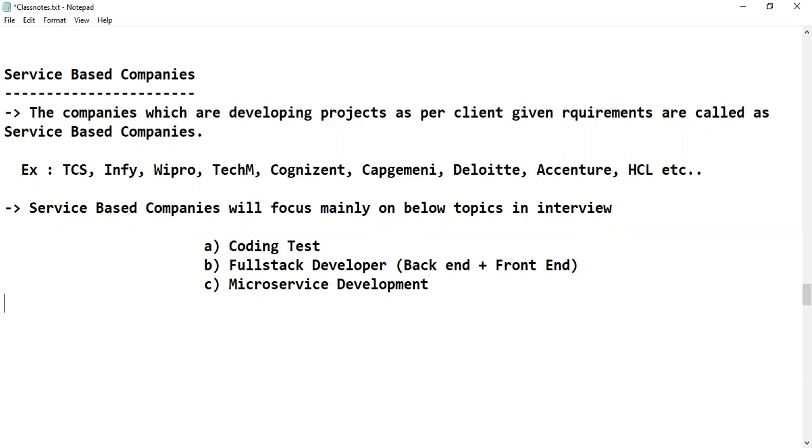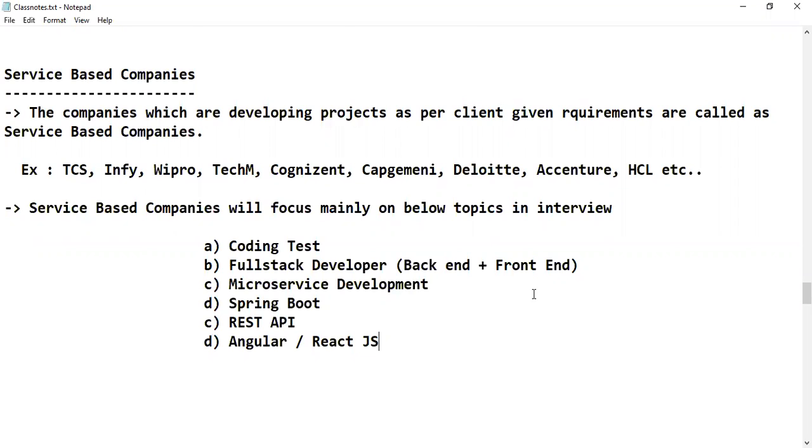Now, we are from Java, so they are going to ask you Spring Boot and microservices. Spring Boot, REST APIs, and either Angular or React they are going to ask you when you attend the interview in the service-based companies. Basically, they are recruiting the people who can do full stack development.